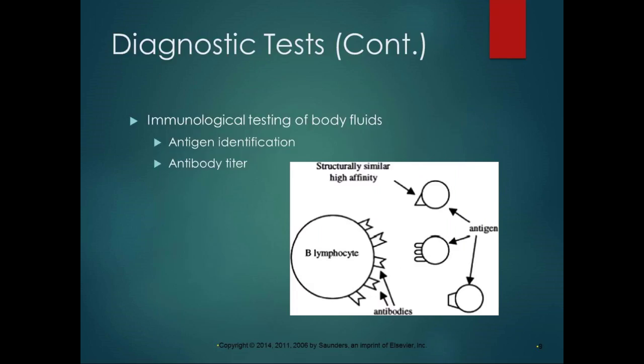So with the immunological testing of body fluids, they can identify antigens and they can identify antibodies. So actually finding the antibody to a particular antigen in the blood is useful for differential diagnosis. It's usually used for confirming a diagnosis, like, yep, there's the antibody. He's got to have that infection.